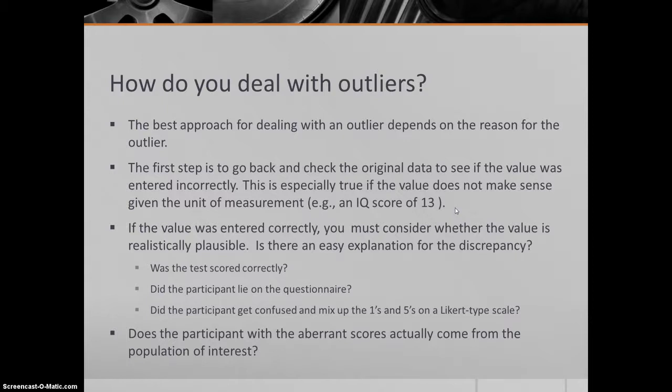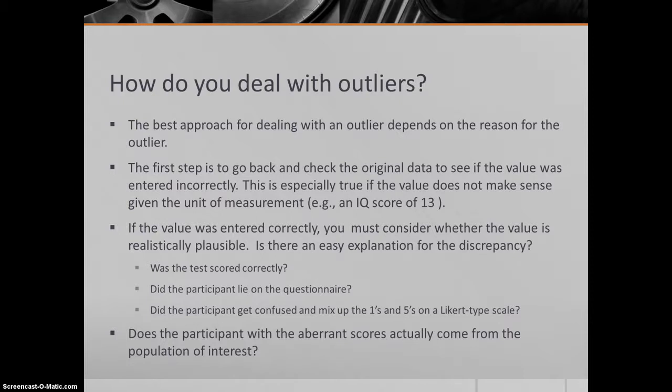It's clearly wrong. If it were 130, it might be really on the high side, but it's still a realistic value. Then it's harder to decide whether to keep it in or not. If it is realistically plausible, then you have to decide, is there an easy explanation for why it's still so unusual? So was the test scored correctly? Did they lie on the questionnaire? Did they get confused and mix it up?